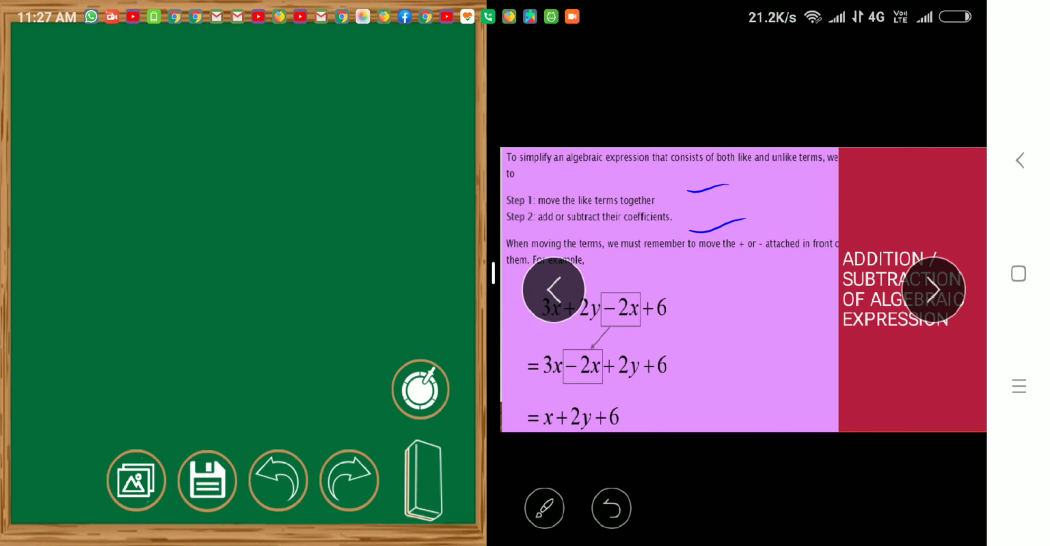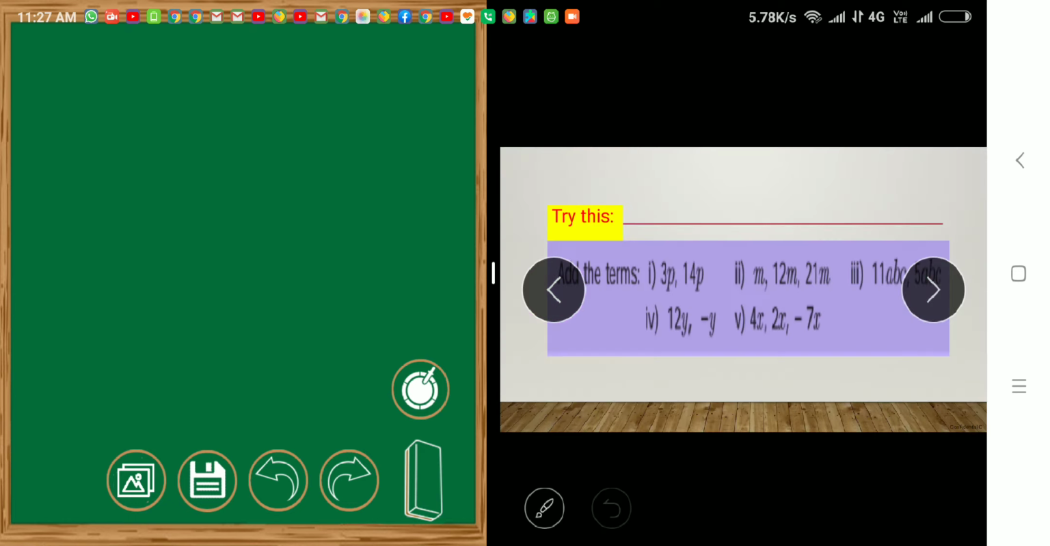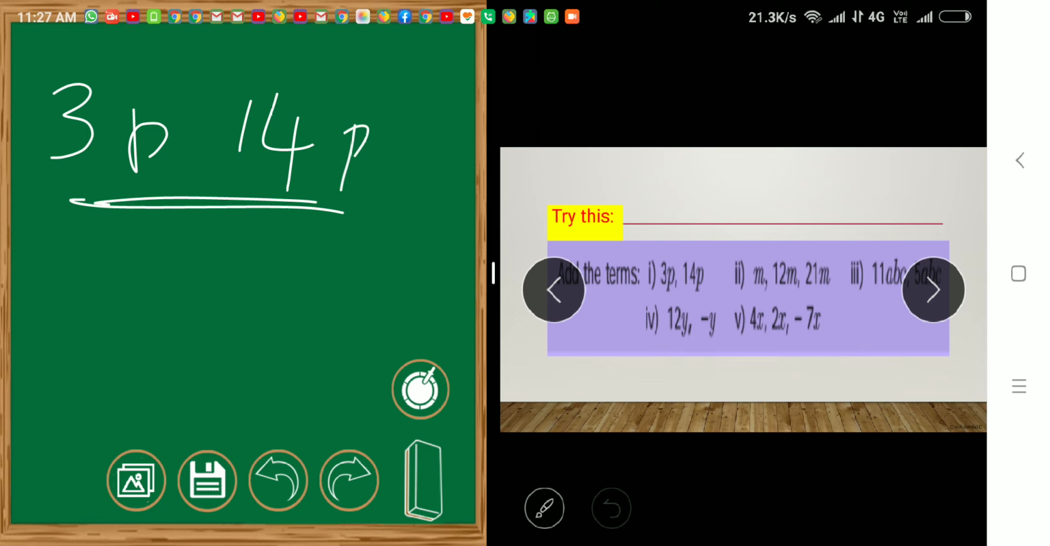Okay, we'll see one sum here. Add the terms. See, first equation, it is 3p and 14p. It is not given anywhere plus. Since it is given that the equation is add, we are going to add. So put plus mark. First add the coefficients. 3 and 14 gives you 17. The variable is p. So the answer is 17p.